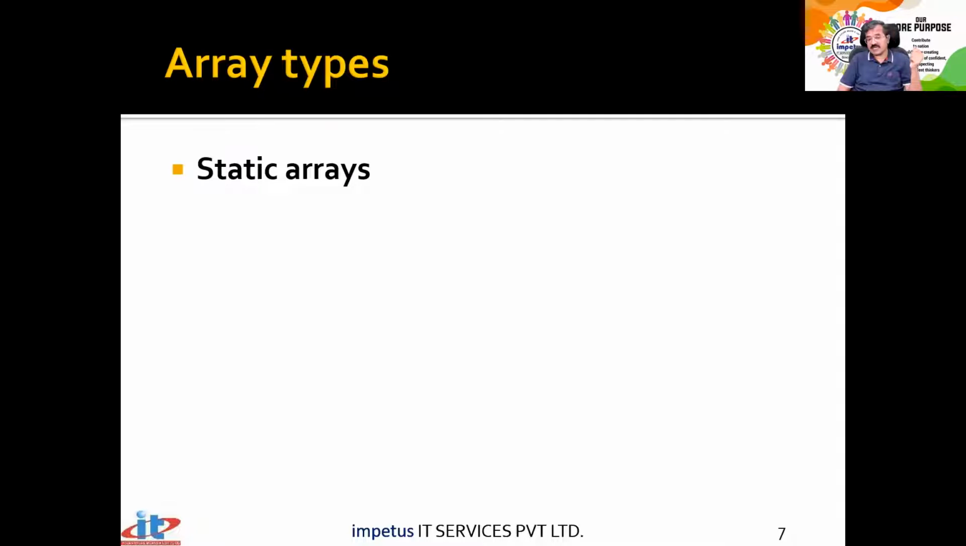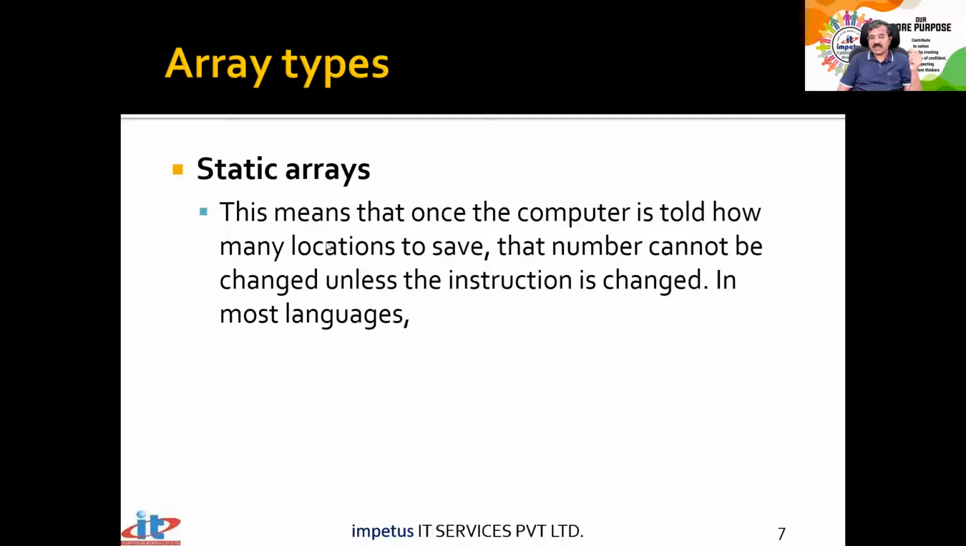But then there are two different types of arrays. One is a concept called static arrays. Another is a concept called dynamic array. What do you mean by static array? This means that once the computer is told how many locations to save, when you say I would like to have a group of 5 variables, nothing can change. So once it creates a group of 5 variables, for the lifetime of the program, that group will contain only 5 variables. Neither can you add any more variable in that group, nor can we remove any element from that group. So think about array as a group of variables, which are all referred to by a single name.